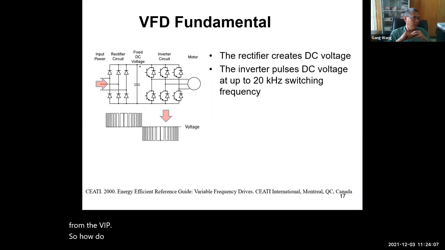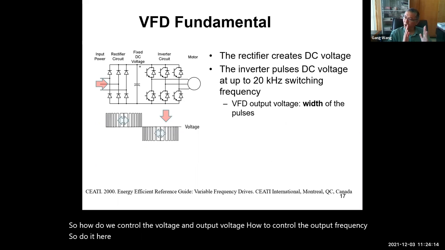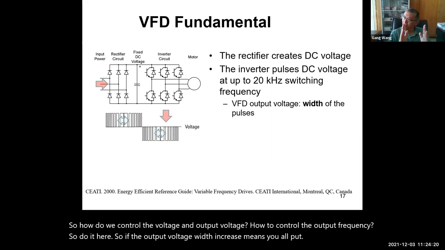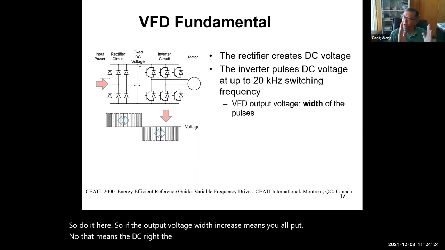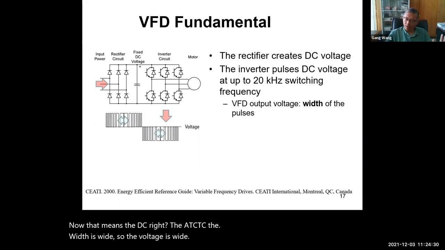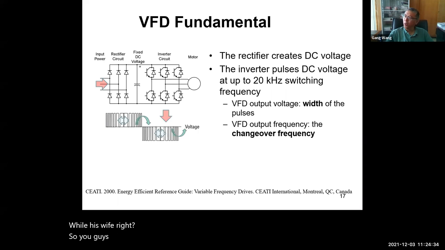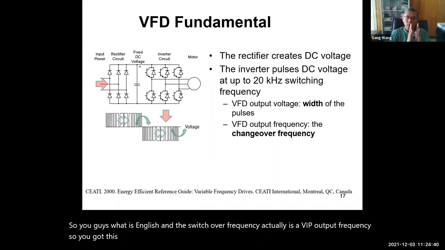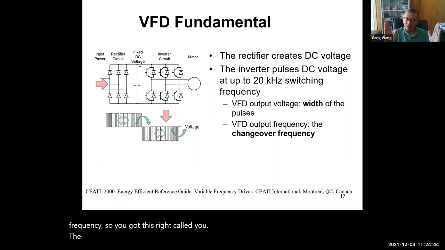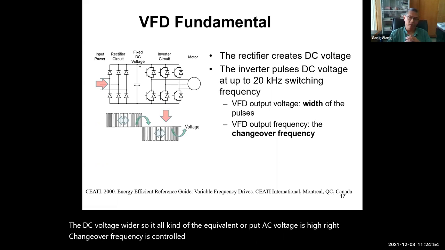So how do we control the output voltage and the output frequency? The rule is here. If the output voltage increases, that means the DC pulse width is wider, so the voltage is higher. The switching frequency is actually the VFD output frequency. You make the DC pulses wider, so the equivalent output AC voltage is higher, and the switching frequency is controlled by the VFD output frequency, right?